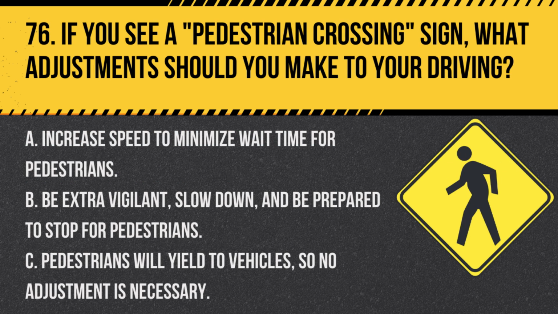Question 76. If you see a pedestrian crossing sign, what adjustments should you make to your driving? A. Increase speed to minimize wait time for pedestrians. B. Be extra vigilant, slow down, and be prepared to stop for pedestrians. C. Pedestrians will yield to vehicles, so no adjustment is necessary.